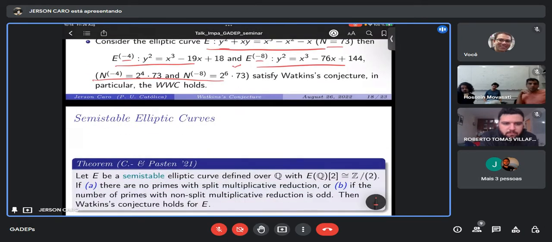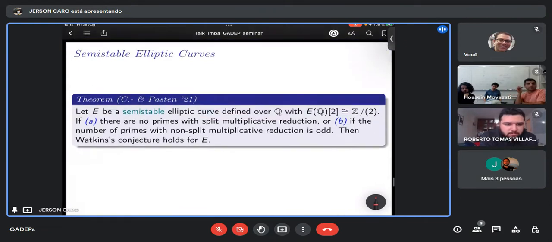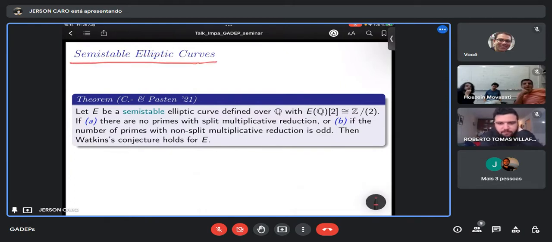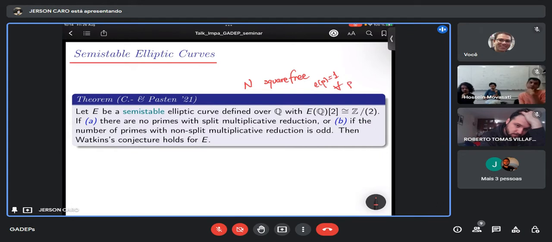And finally, I will show you this last approach, which is for semi-stable elliptic curves. And what is a semi-stable elliptic curve? It's an elliptic curve that has a square-free conductor. Or equivalently, every bad prime has multiplicative reduction, that is, e_p is equal to 1 for every bad prime p.